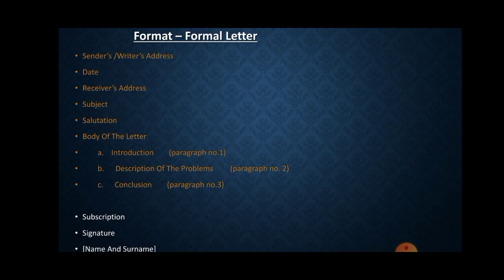The next point is point number 7. This is subscription or leave taking. This too is written on the left hand side of the page. Subscription for formal letter can be written as yours faithfully or yours truly. Y of yours should be capital here. And finally, the last point, that is point number 8, is the letter ends with your signature. Here you should write your name and surname. Okay? So the format contains these 8 points. Don't forget this.